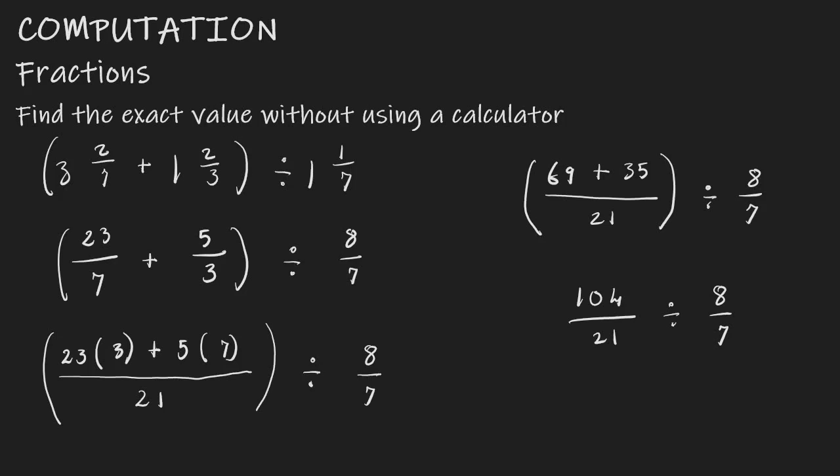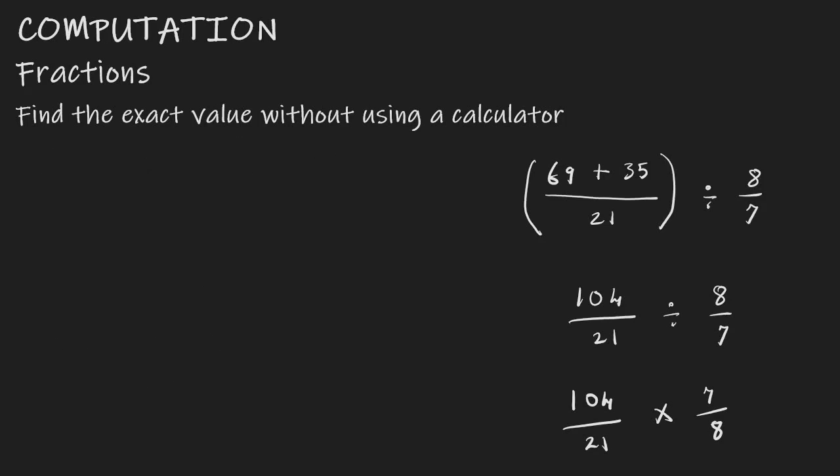At this point, we're dividing fractions. So our first step is to use the reciprocal. When using the reciprocal, we flip our second fraction and change our division sign into a multiplication sign. So we have 104 over 21, flipping my second fraction, 7 over 8, and I'm changing my division sign into a multiplication sign. Here we're multiplying two fractions. So multiplying two fractions is as easy as multiplying the numerator and multiplying the denominator.